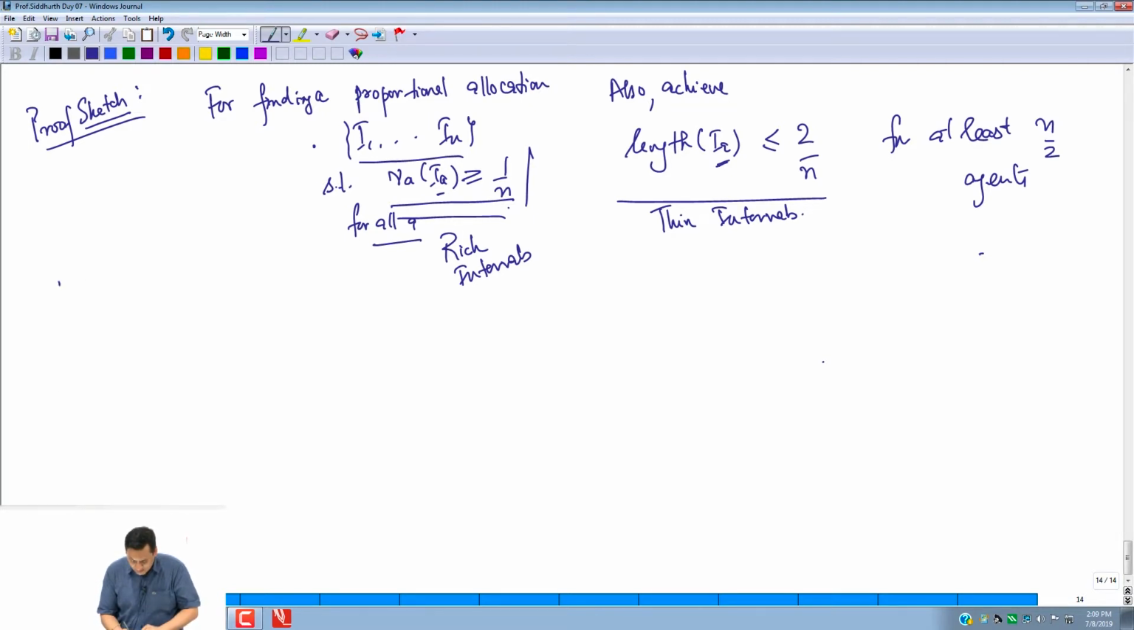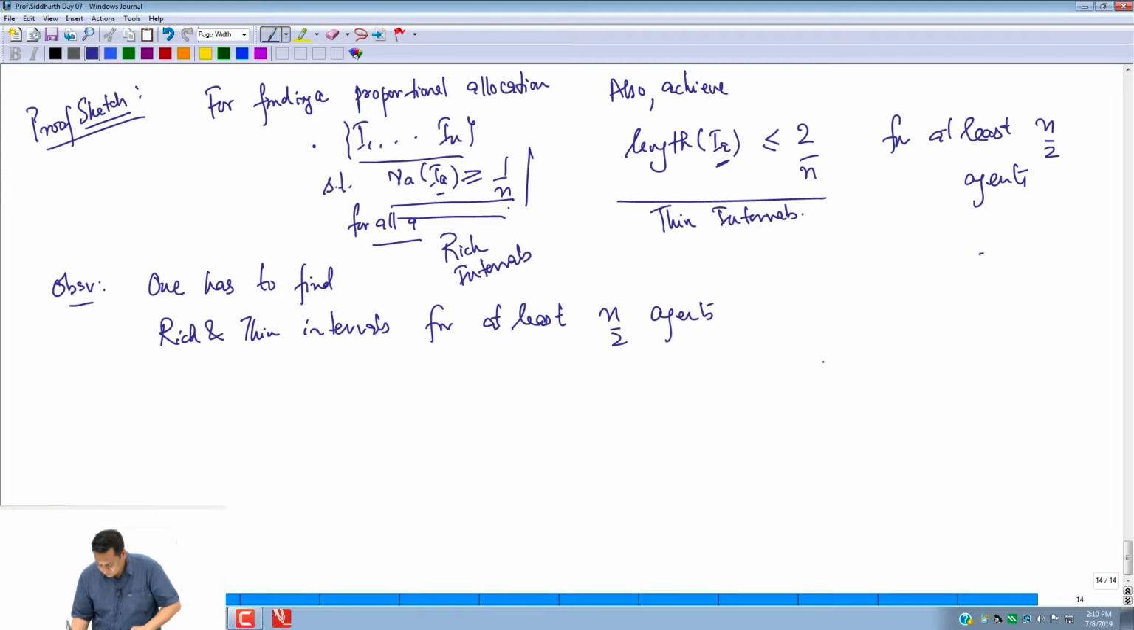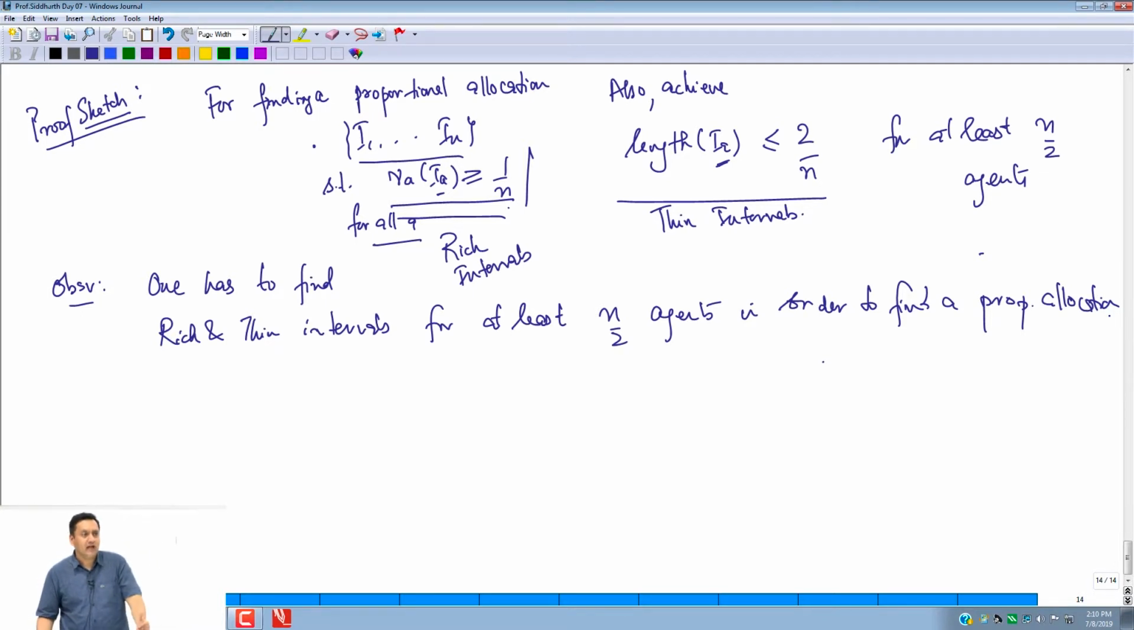And the key observation, again, not being too formal, is that in order to find a proportional allocation for a large number of agents, or at least half the agents, you will have to find an interval that's both rich, i.e. has a large value, and at the same time thin, right?